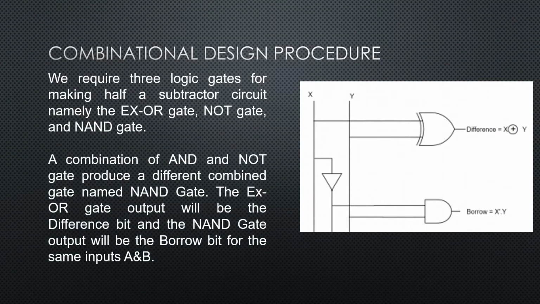For half subtractor, combinational design procedure. We require three logic gates for making a half subtractor circuit, namely the XOR gate, NOT gate and AND gate. The combination of AND and NOT gate produces a different combined gate named NAND gate. The XOR gate output will be the difference bit and the NAND gate output will be the borrow bit for the same inputs A and B.